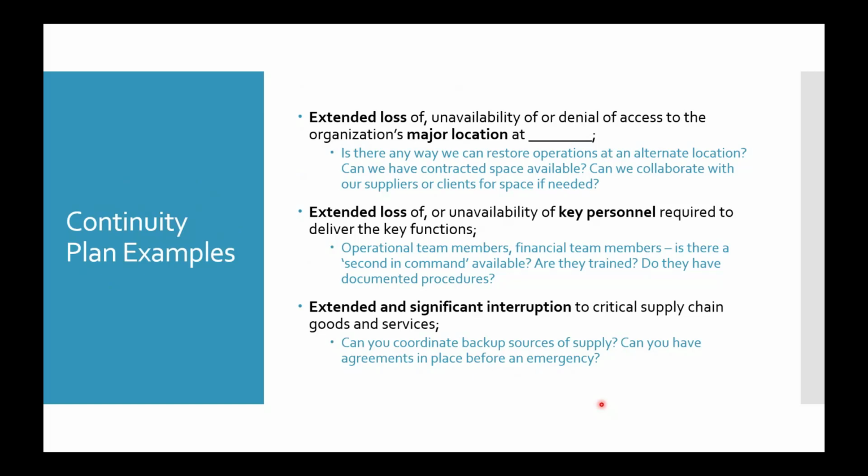Let's give you some examples of things you can do with your continuity plan and then get into some details. Let's talk about an extended loss of a major location. What can you do as a continuity plan? Ask yourself these questions. Is there any way we can restore operations at an alternate location? Can we have contracted space available? Can we collaborate with our suppliers or clients for space if needed?